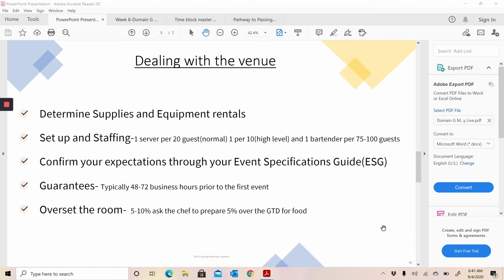Guarantees. So typically 48 to 72 business hours prior to the very first event. So that is when your guarantees are due. Now, again, remember, this isn't how it's actually done at your location or what you're typically used to. This is what the book says. So we need to memorize the standard, which is 48 to 72 business hours. And then remember what a guarantee is. The guarantee is the amount that you are guaranteeing to the hotel. So that's the amount that you're going to pay for.